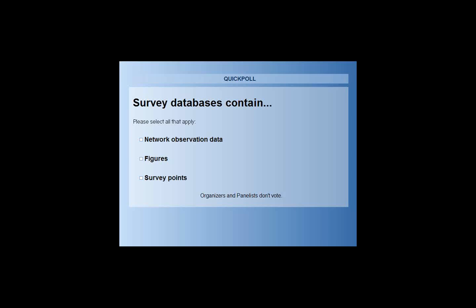I'm going to take a break for a second and ask you another question. We've just looked at a real simple little survey database, and I want you to select all that apply. Tell me which objects or data elements are in a survey database. I'll let you click on those, and we'll wait another minute or two for everybody to click. I know those of you in the conference room are arguing over this right now, so hopefully you can come to some consensus.